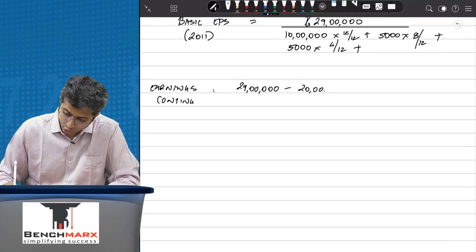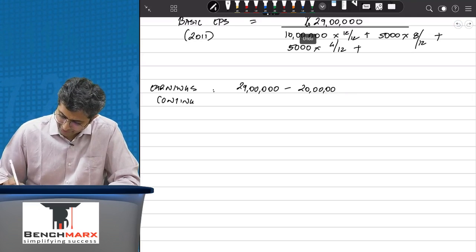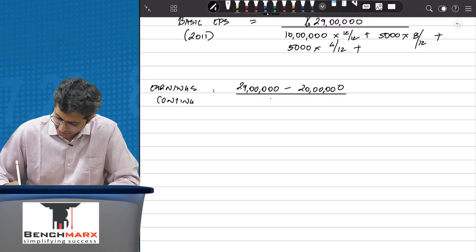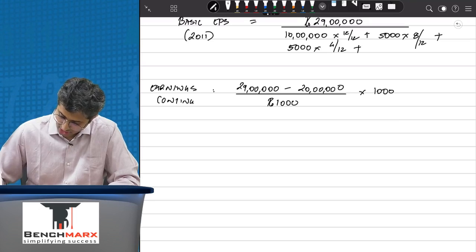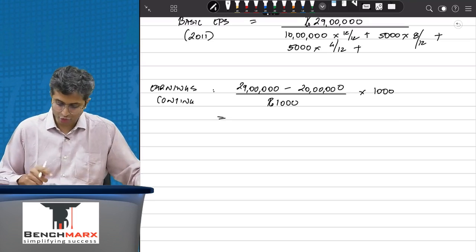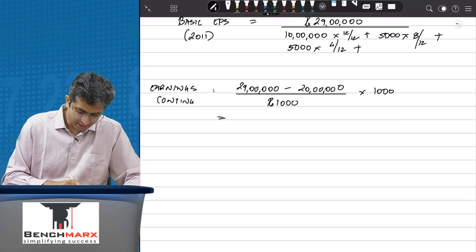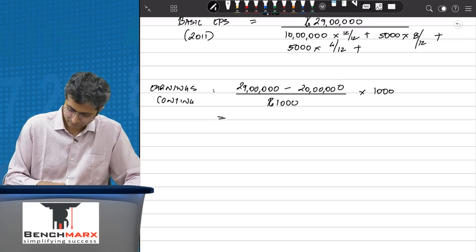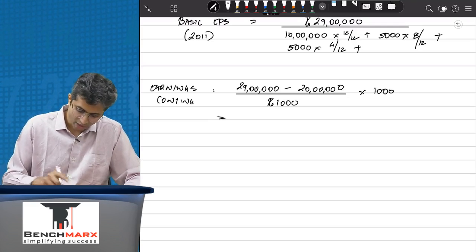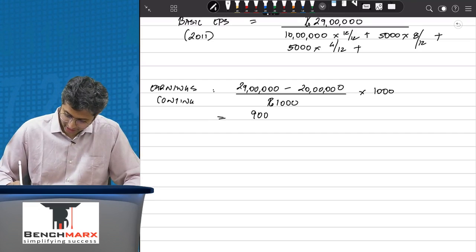Achha, are they in excess of 20 lakhs? Well, yes. How much excess? Well, 9 lakhs. And hence, for every 1,000 that is there in excess, 1,000 shares are issued. And as a result, this is going to be 29 minus 20. So this is 9 lakhs upon 1,000 into 1,000, which comes to 9 lakh shares.